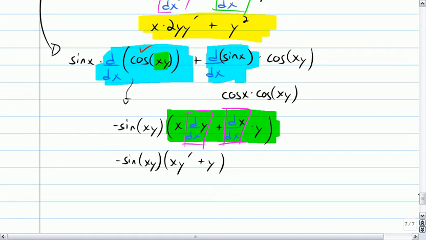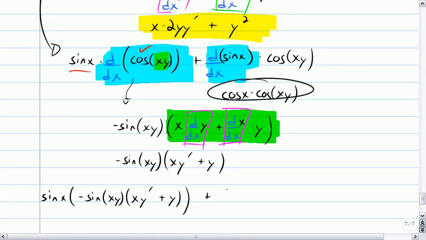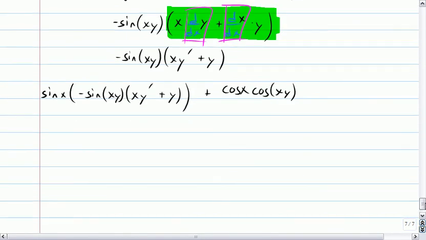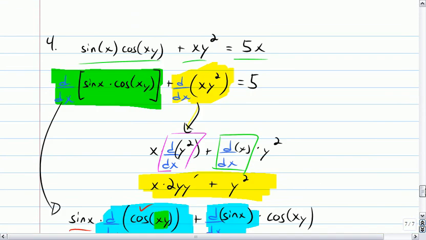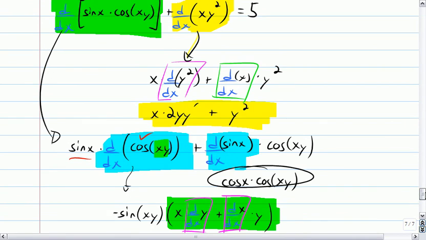Okay. So now I've got to put it together here. Let's see, I've got sine x times negative sine xy times x y prime plus y, plus this stuff. Cosine x, cosine xy. And what's that equal? 5? Well, no, wait, don't you have to add the y squared plus x times 2? Oh, yeah. That was the really tall one.